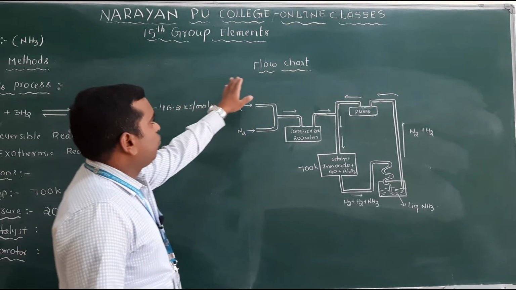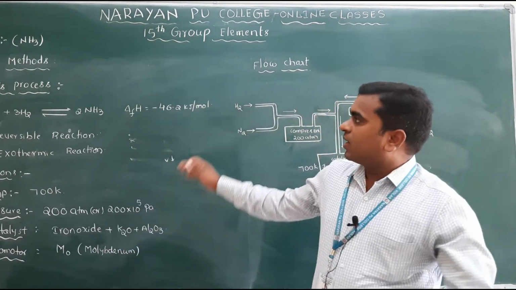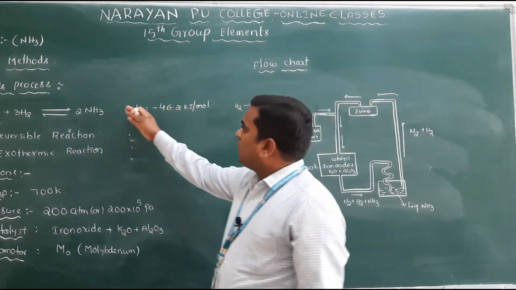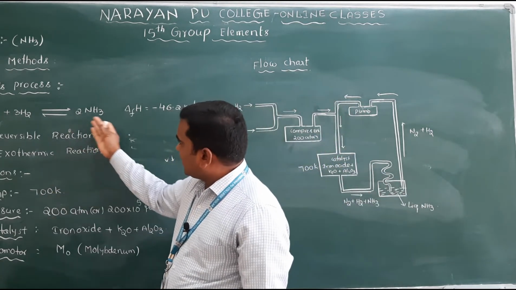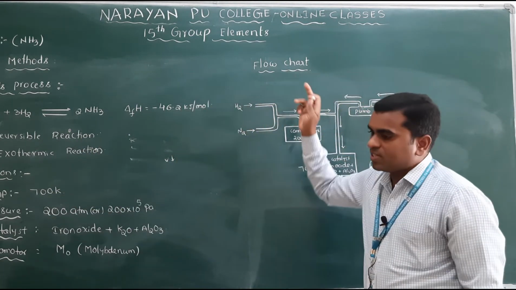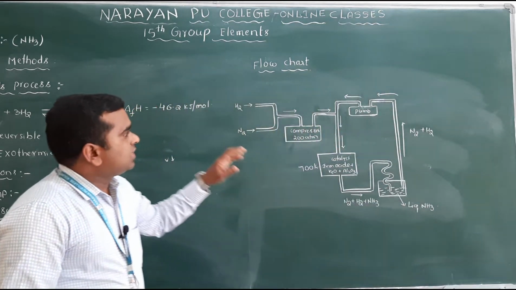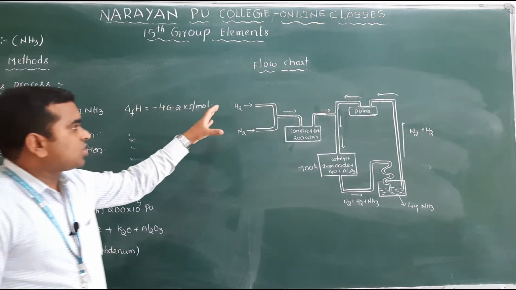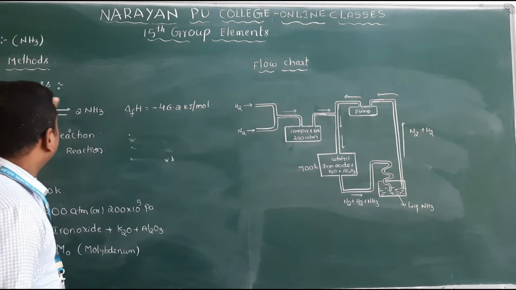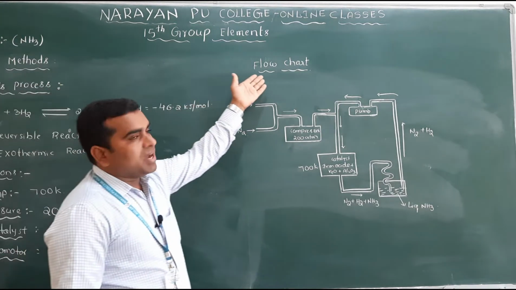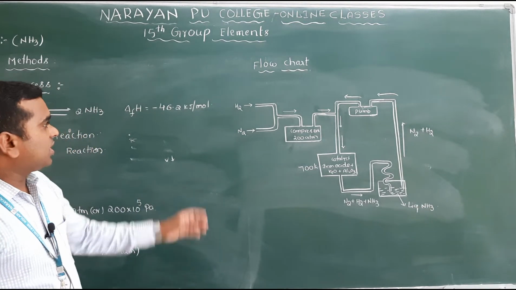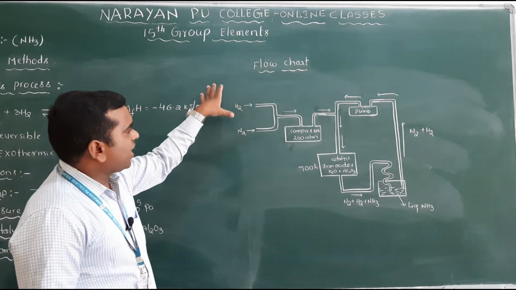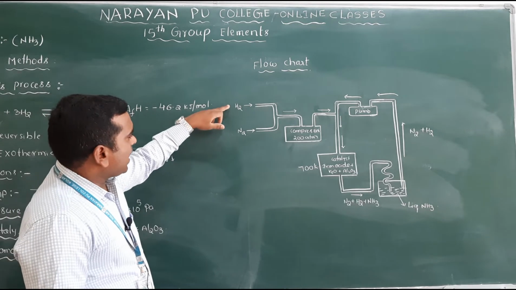So this is the flow chart of the Haber process. What we have discussed up to now are the conditions for the Haber process. Now this is the flow chart. This is important, because in the examination they may ask you to explain the Haber process by drawing the flow chart also. Clear? You see here, this is the flow chart of the Haber process, the preparation of ammonia.